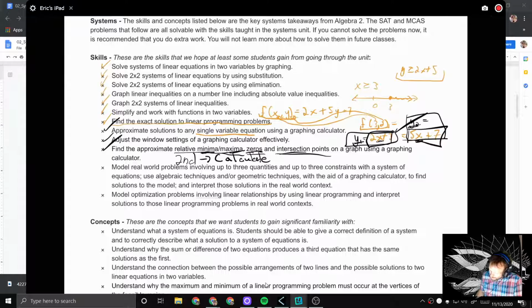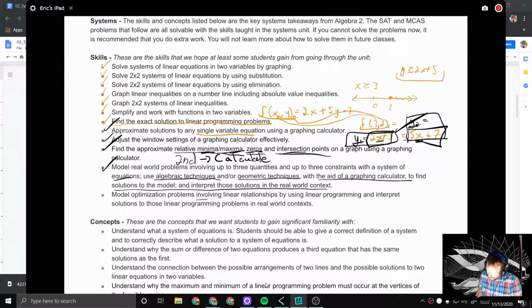Model real-world problems involving up to 3 quantities and up to 3 constraints with a system of equations. Use algebraic techniques and/or geometric techniques with the aid of a graphing calculator to find the solutions to the model and interpret those solutions. This is all of those systems, word problems, Khan Academy exercises. Go back through those. Make sure you know how to solve those word problems. And we'll see a good number of example problems like that in the coming questions down below.